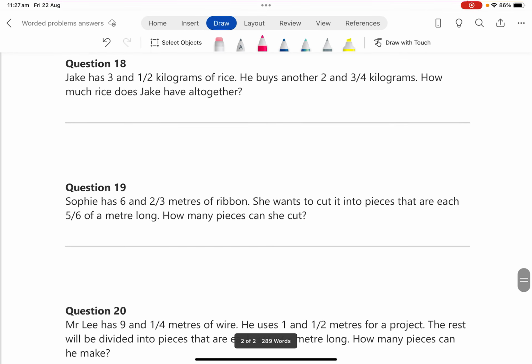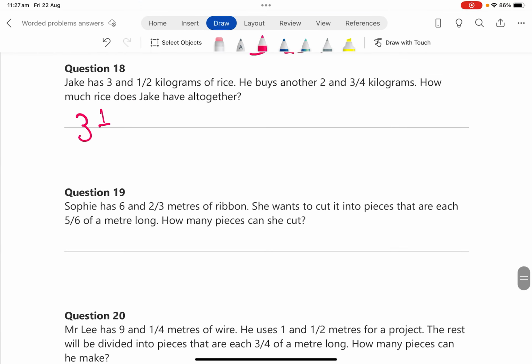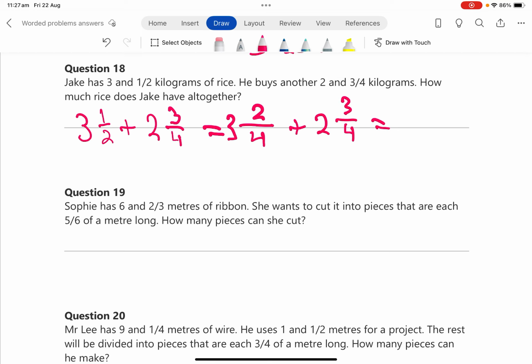Beautiful. Jake, he's got 3.5 kilos of rice. He buys another, so sounds to me like an addition, 2 3/4 of a kilo. How much does he have altogether? Well, to add these together, we need common denominators. I'm going to go ahead and make this 3 and 2 out of 4, adding on the 2 and 3 out of 4. 3 plus 2 is 5. 2 over 4 plus 3 over 4 is 5 out of 4. And I've actually picked up an extra whole number in here, so this becomes 6 1/4, and we are dealing with kilograms.